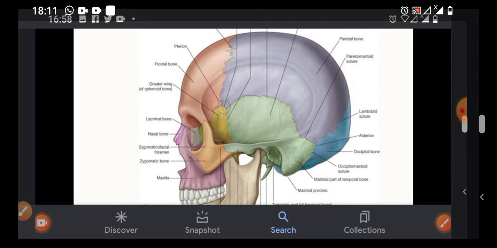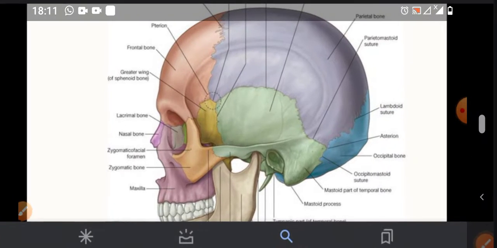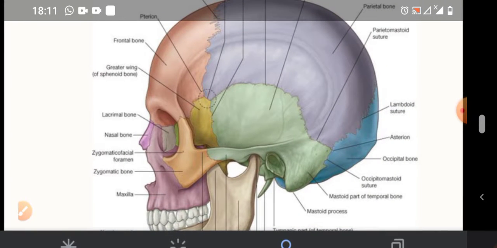Let's start today's lecture. Today we are going to discuss the norma lateralis. Norma lateralis is the lateral view of the skull. So first we will discuss the bones which we can see in the lateral view.